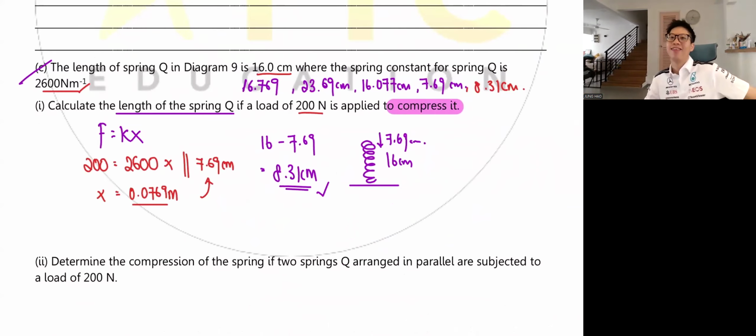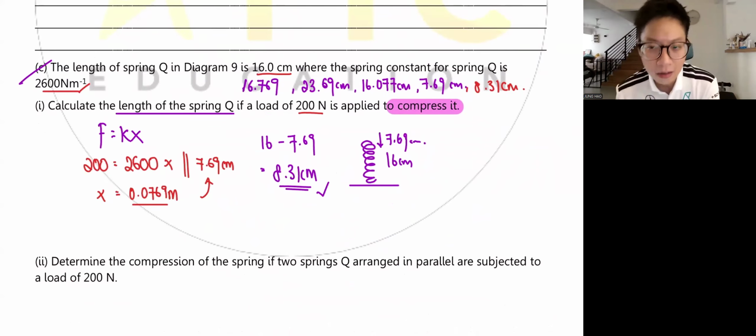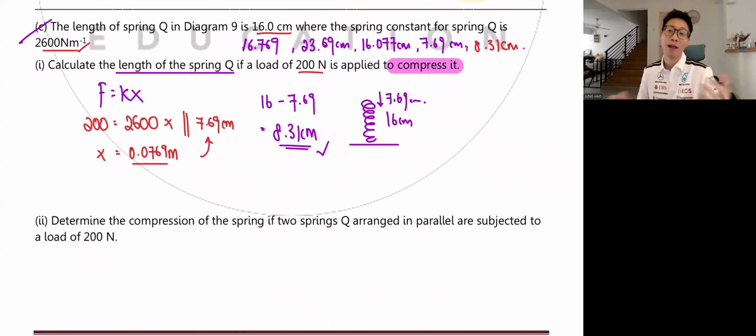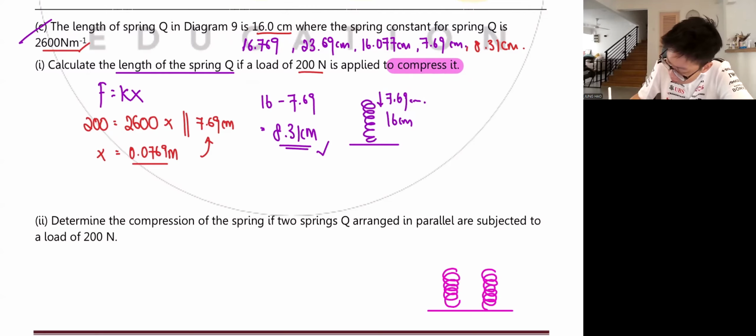Okay, now here comes the interesting one. What happens if your spring is added in parallel, series parallel? Now, what happens? Okay, guys, two spring cube. So right now we have a spring cube. We have two equal springs. Okay, then they're going to put a big S load here, whereby this load will be equal to 200 Newton.